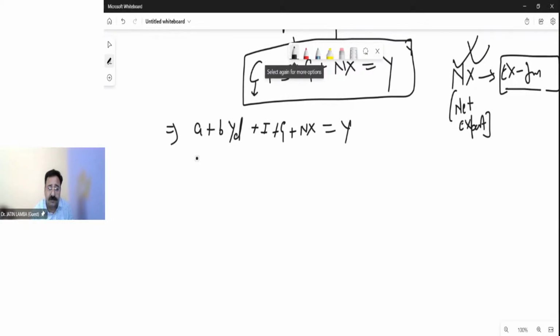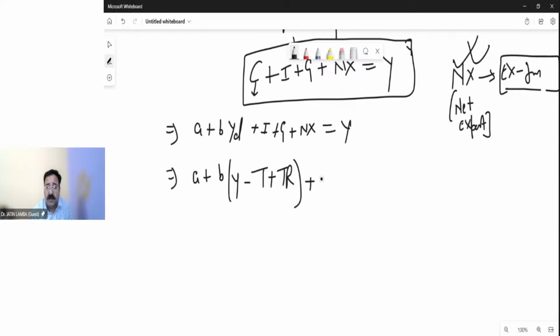There will be A plus B times Y minus lump sum tax T, plus, if there are transfers also, add the transfers, plus I constant, plus G constant, plus what is net export, beta? Net export is export, which is always given constant, but what is import? Minus import. Import has two parts, beta. One part is constant and one part of import depends on income, plus mY. m means the proportion of income spent on import, right?